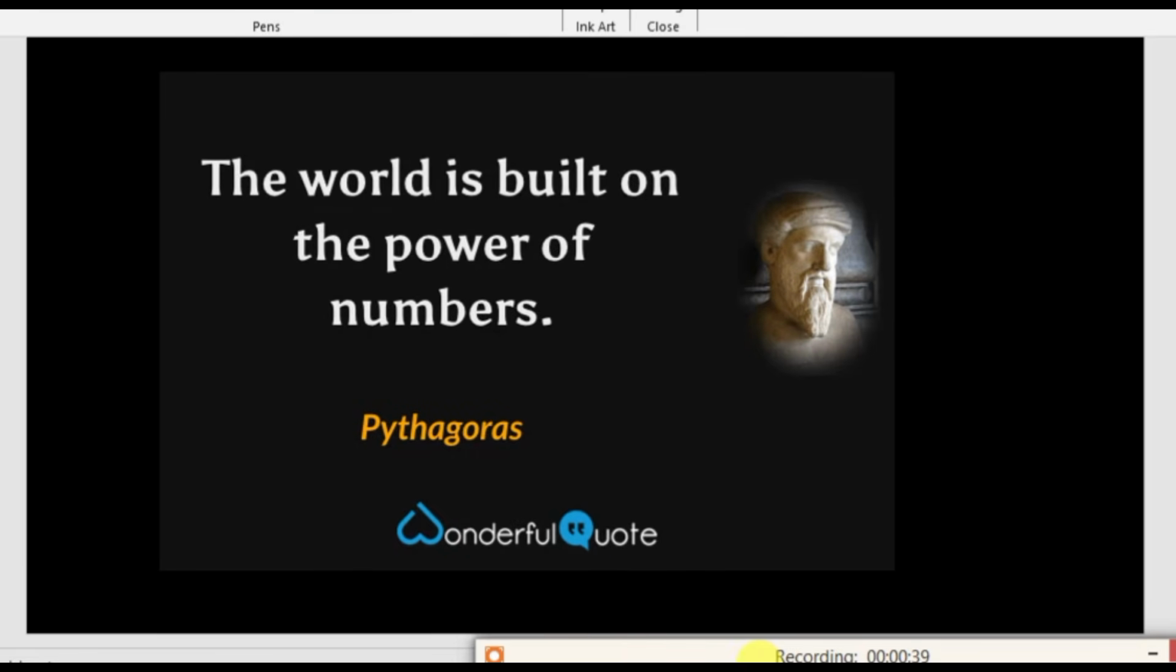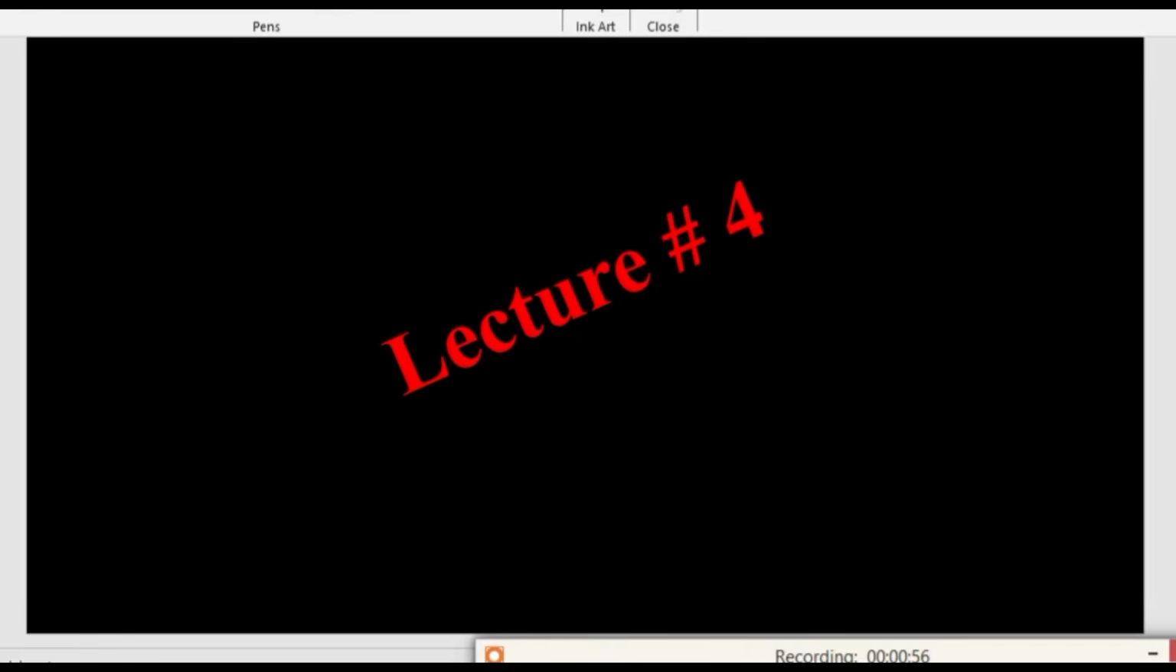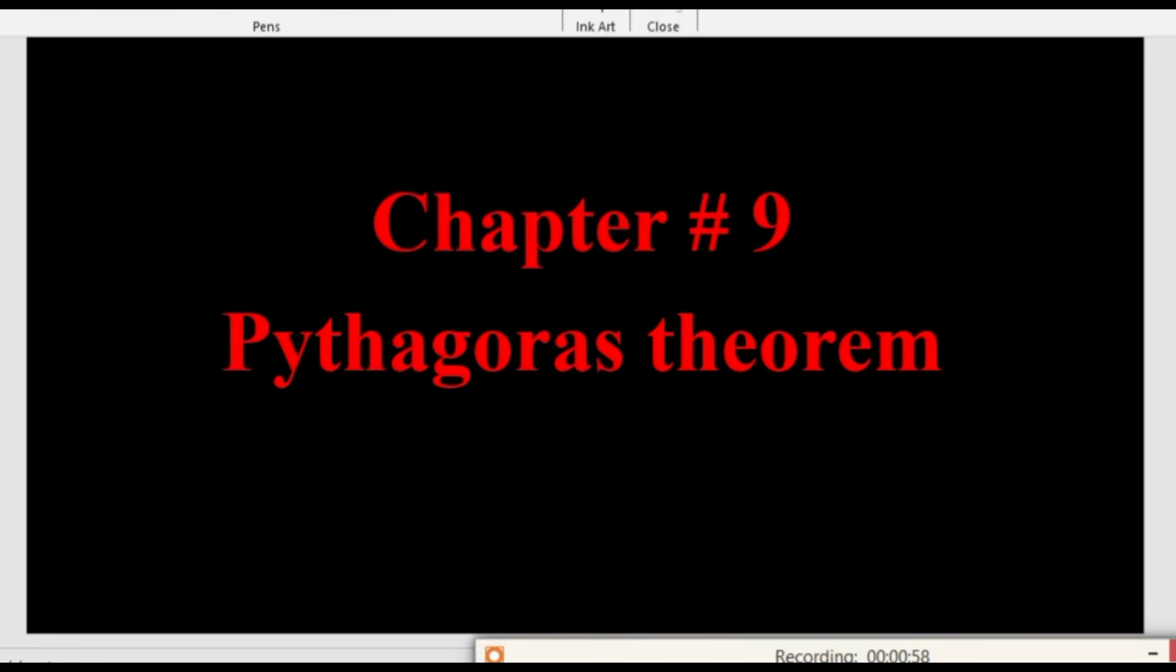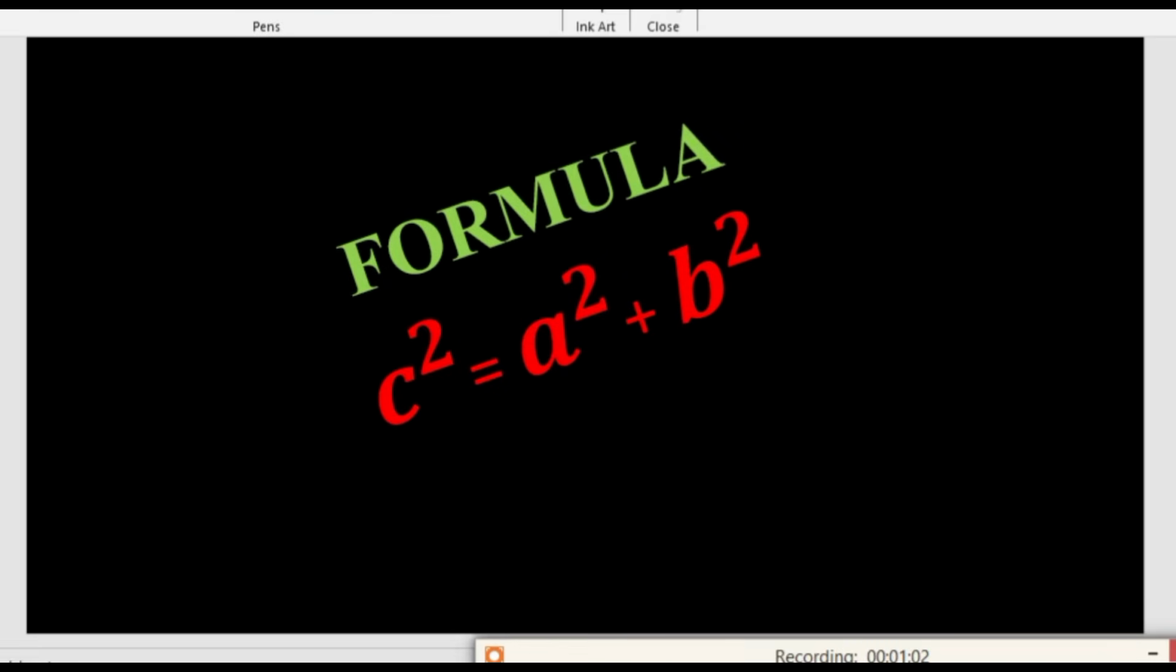Our topic is chapter number 9, Pythagoras theorem. Yes, write it. The Pythagoras theorem. The world is built on the power of numbers. It's a famous quotation. Our lecture is lecture number 4, chapter number 9, Pythagoras theorem. The formula is c square is equal to a square plus b square. I think you already learned it.